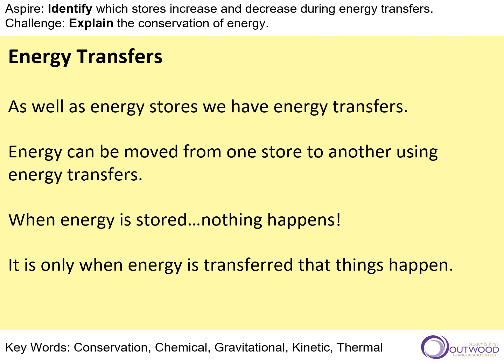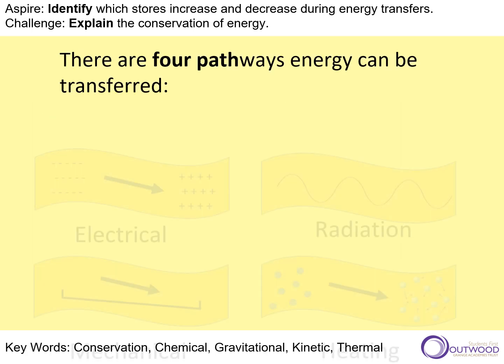When energy is stored, nothing happens. For example, if you've got gravitational potential energy, you might just have an object that's high up. Nothing is happening because it's just staying high up. So if I was holding my mobile phone, I put it up in the air, it's got gravitational potential, but that's it. Hence it's called potential. So when energy is stored, nothing happens. It is only when energy is being transferred via a pathway that things start to happen. It has to be transferred along a pathway for something to happen.